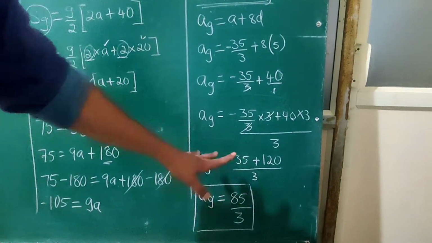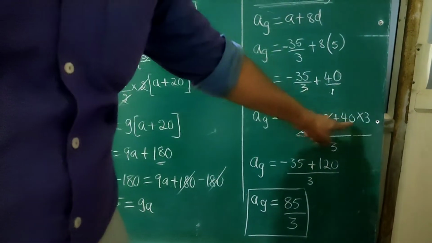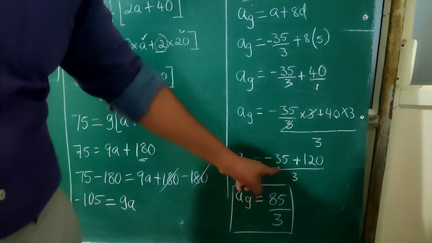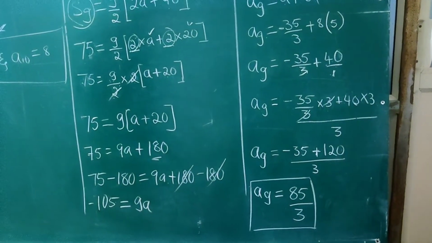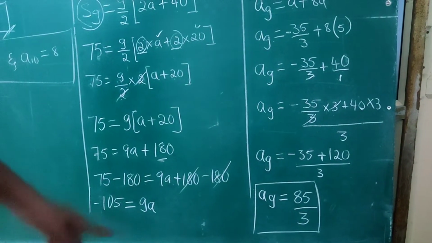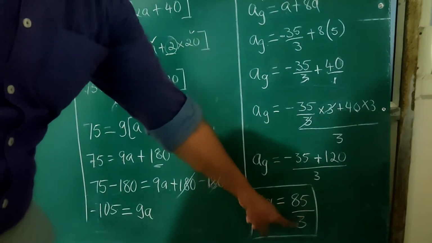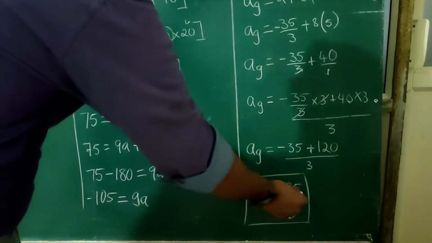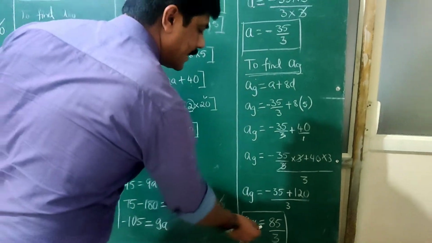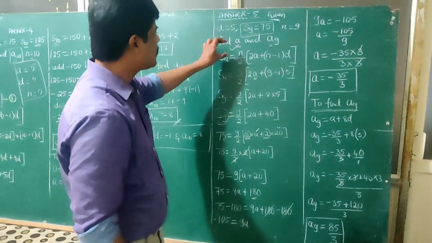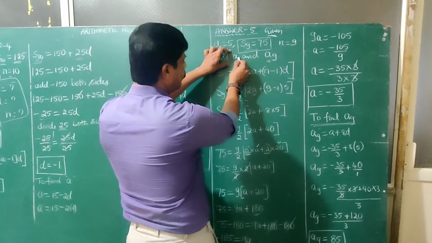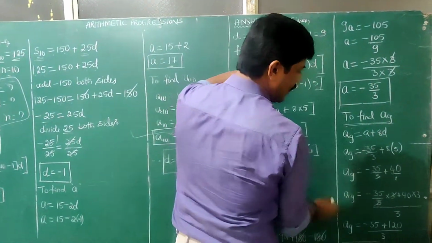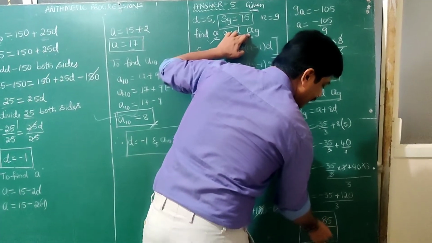What is remaining is minus 35 plus 40 times 3, that is 120. Now A9 is equal to minus 35 plus 120, which is 85, and 3 remains as it is in the denominator. Thus A9 is equal to 85 by 3. What is asked? We have found A value is minus 35 by 3 and A9 value is 85 by 3.